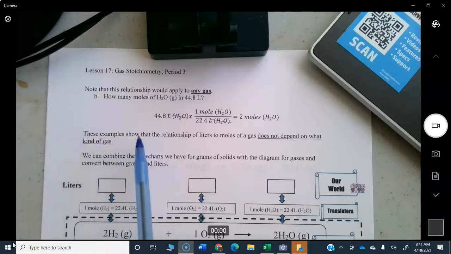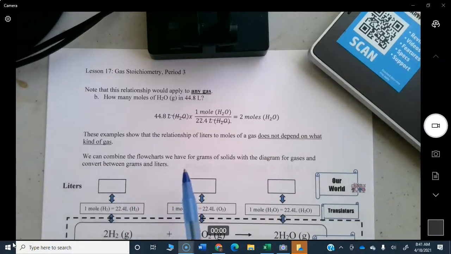These examples show that the relationship of liters to moles of a gas does not depend on what kind of gas. We can combine the flow charts we have for grams of solids, and it could be grams of solids, liquids, or gases, as long as they're pure substances, you don't have them mixed together, with the diagram for gases and convert them between grams and liters.